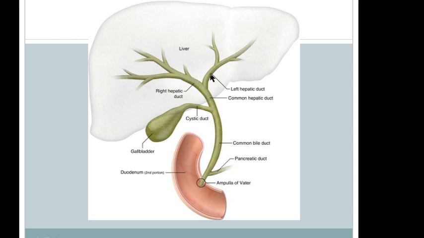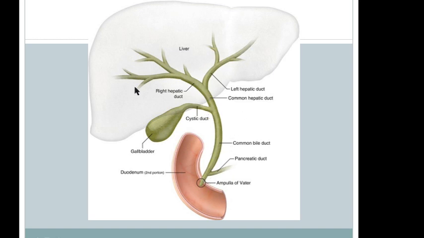The right and left hepatic ducts join to form the common hepatic duct at the porta hepatis, and this common hepatic duct joins with the cystic duct from the gallbladder. The duct originating from the gallbladder is called the cystic duct, and these two ducts join to form the common bile duct. This common bile duct joins with the pancreatic duct at the ampulla of Vater, and at this area the sphincter of Oddi is present at the distal end of the common bile duct.